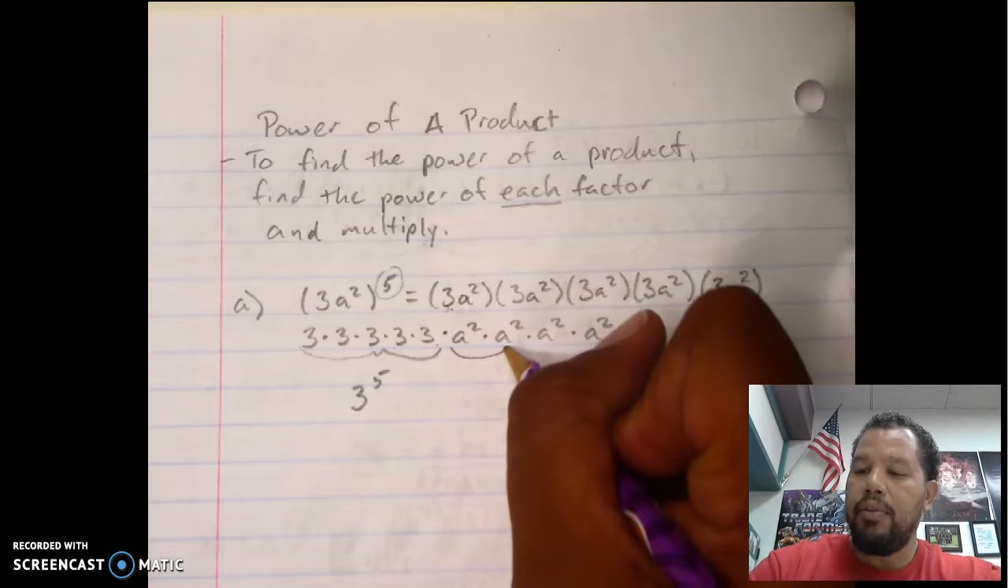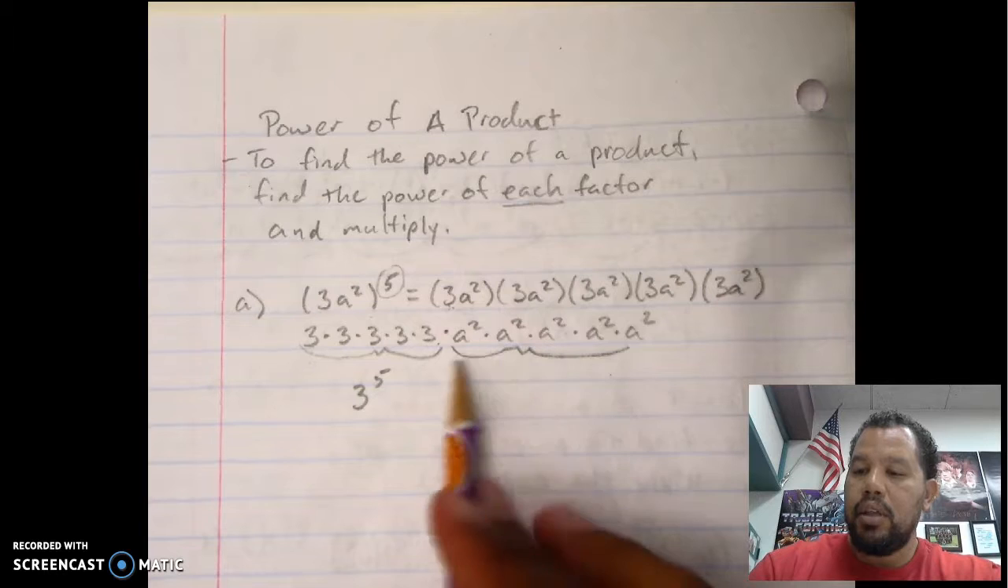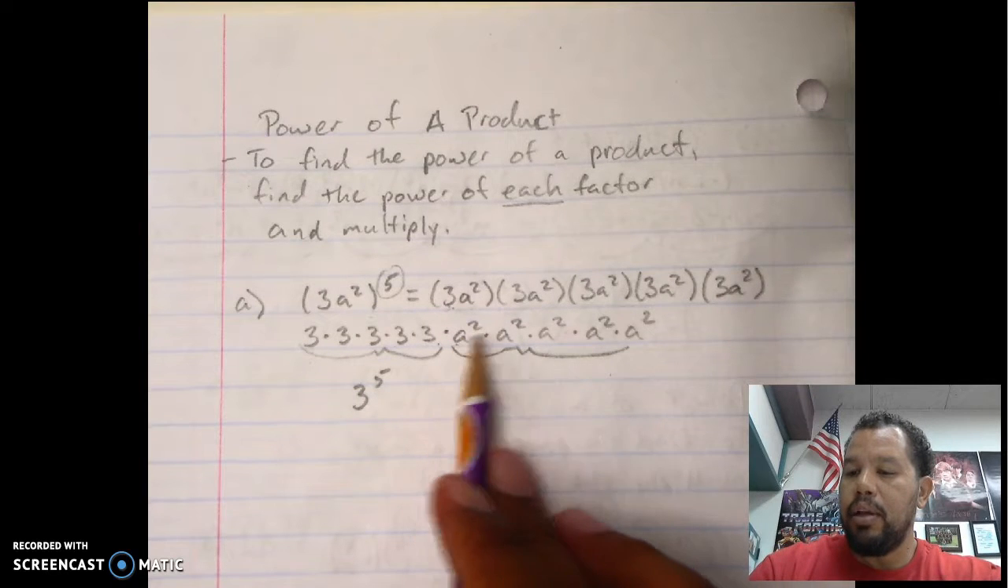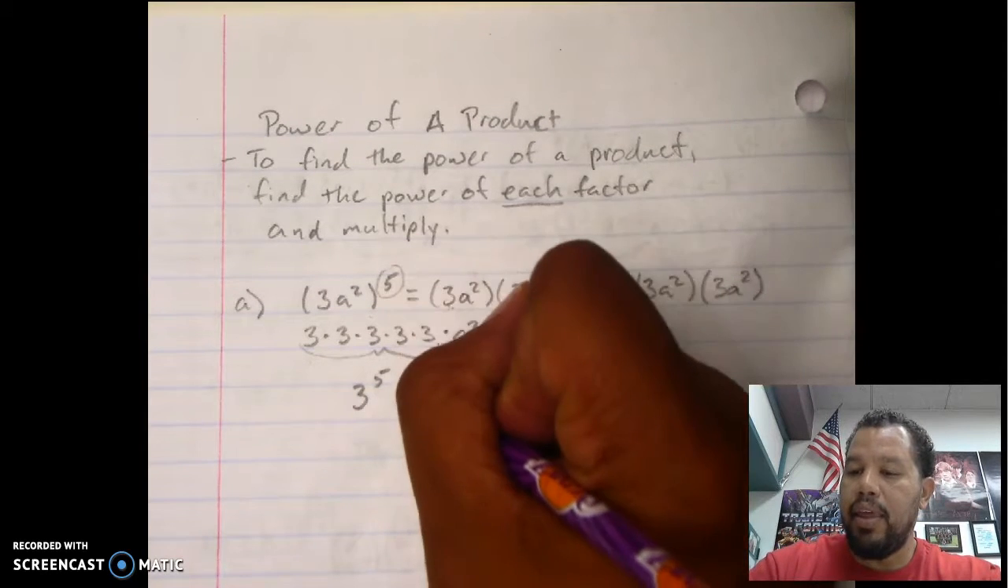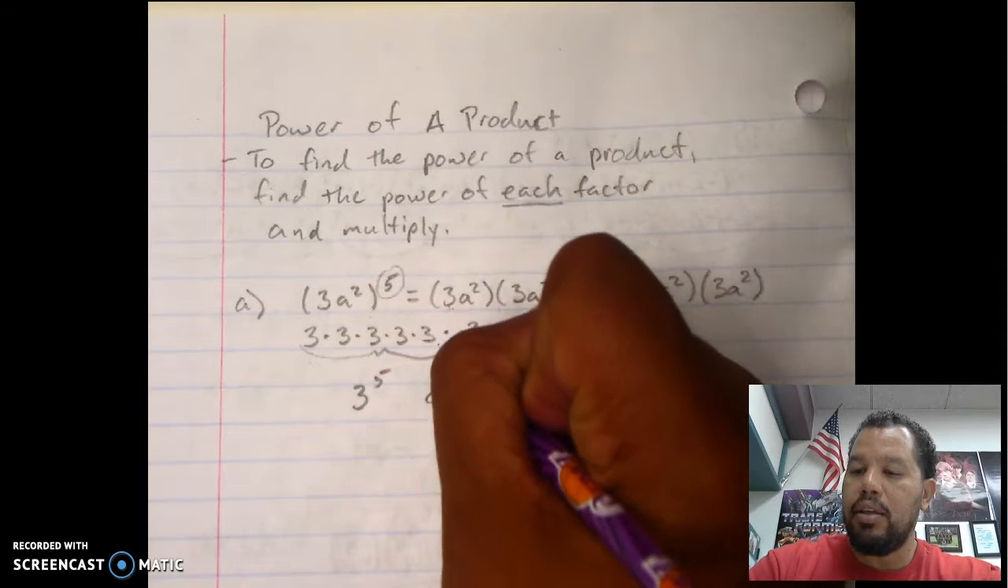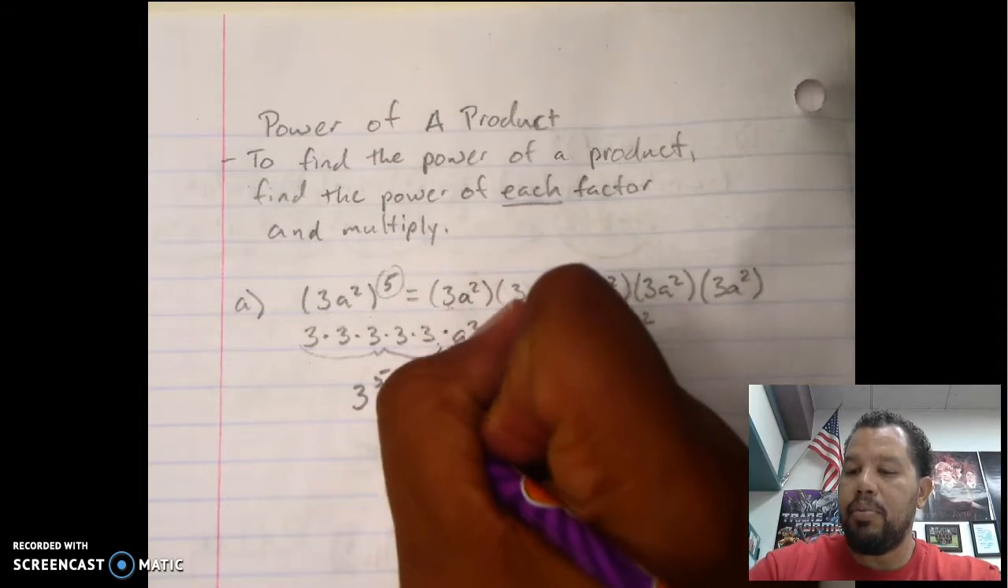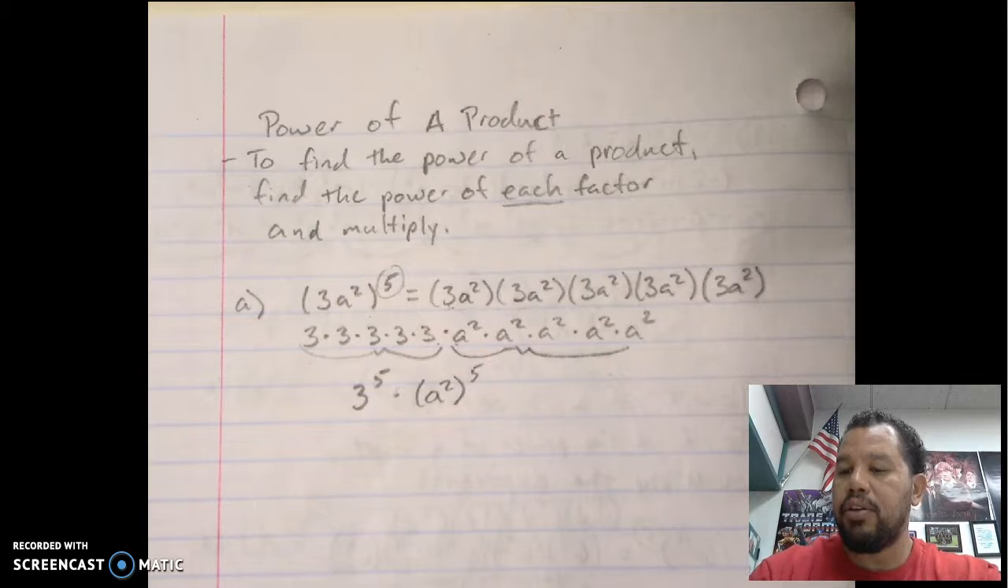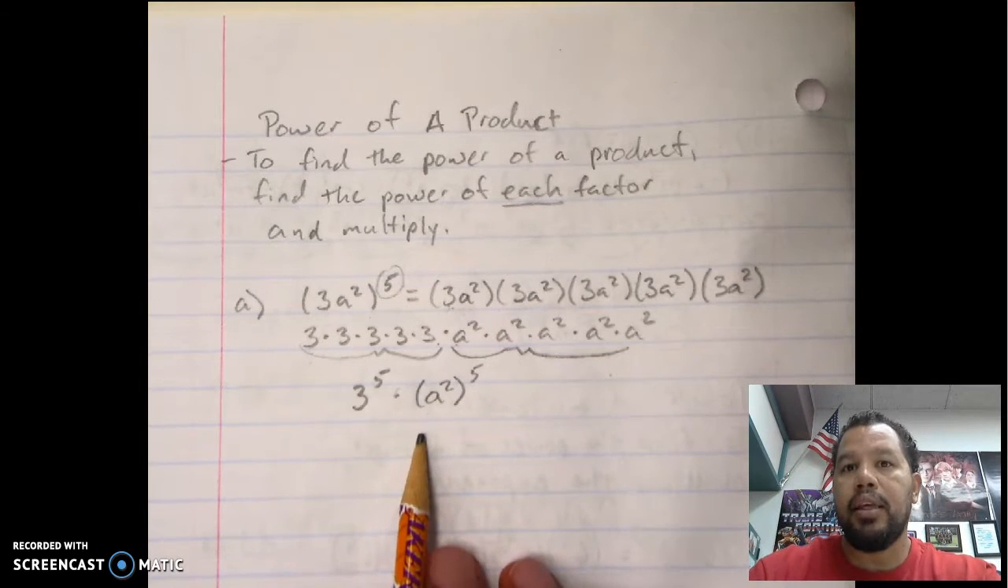Here we have this a squared. The a squared is being multiplied 1, 2, 3, 4, 5 times. So we have the a squared, and that is also raised to the 5th power because there are 5 factors being multiplied repeatedly.